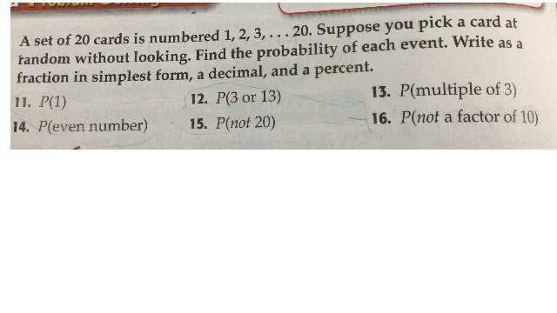Okay, try these 6. So read it. It says a set of 20 cards is numbered 1, 2, 3, and so on, to 20. Suppose you pick a card at random without looking. Find the probability of each event. Write it as a fraction in simplest form, a decimal, and a percent.